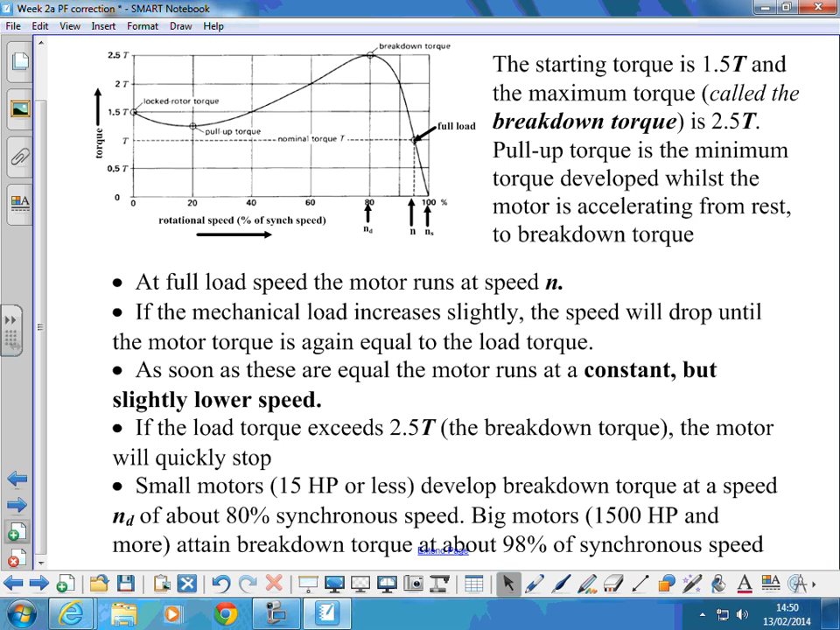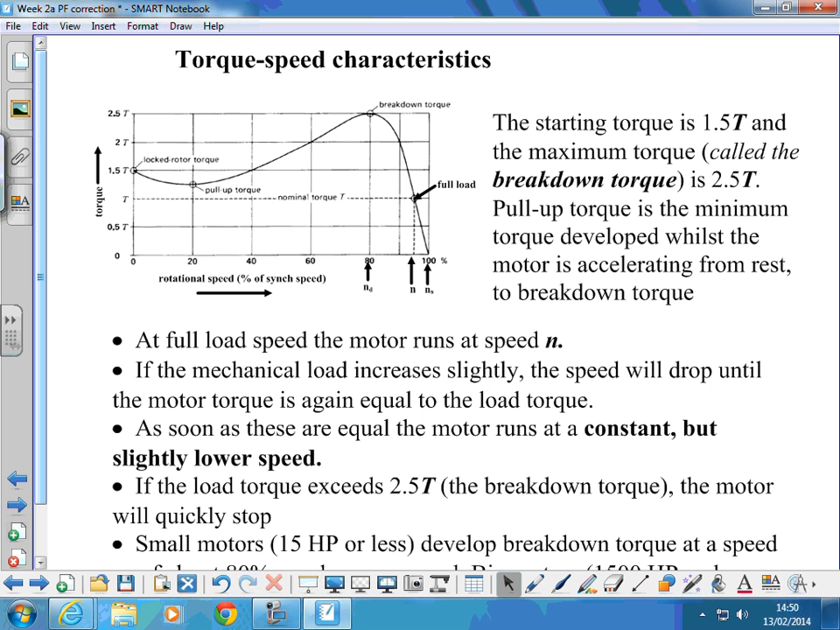Now, I'm not a motor expert, but if I was going to guess, I'd say you want to run your motor somewhere in this region here, maybe, because you're getting lots of torque out of it. If you load it any more, you're in danger of stalling it. So you want to be running somewhere around where the breakdown torque is. But I'm not an expert.